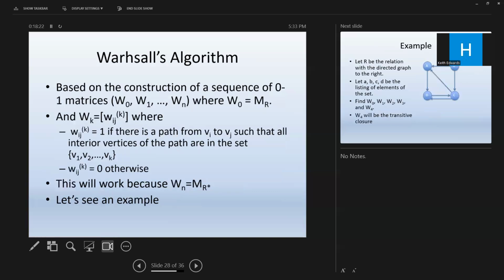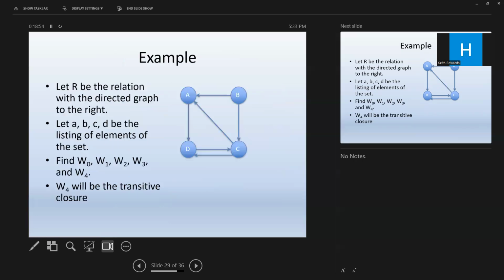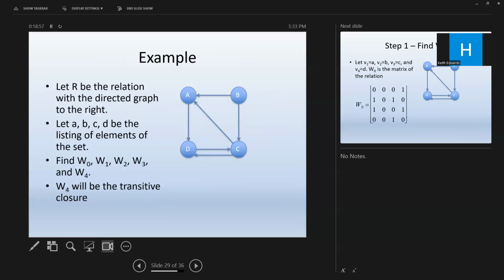So it is based on the construction of a sequence of 0, 1 matrices, W0 through Wn, where W0 is MR and Wk is equal to W sub ij raised to the k, where it's equal to 1 if there's a path from Vi to Vj such that all interior vertices are in the set V1, V2 to Vk. Otherwise, it's 0, and that will work because W sub n is equal to MR star. So let's see an example of this. This is kind of a difficult conceptual thing to wrap our head around.